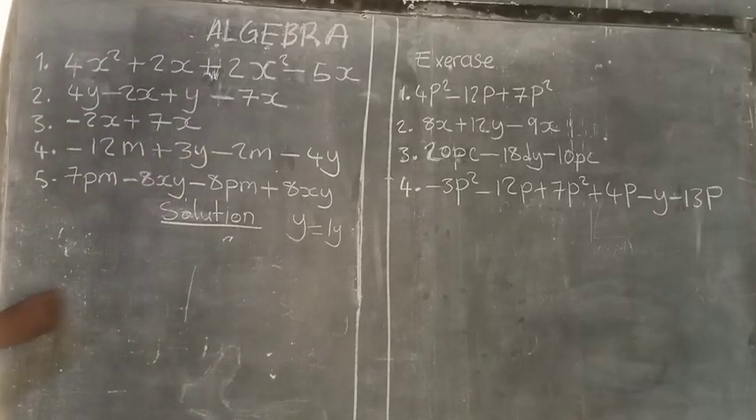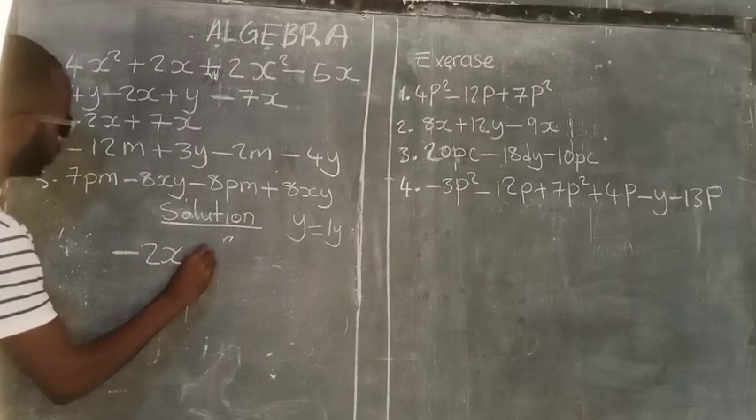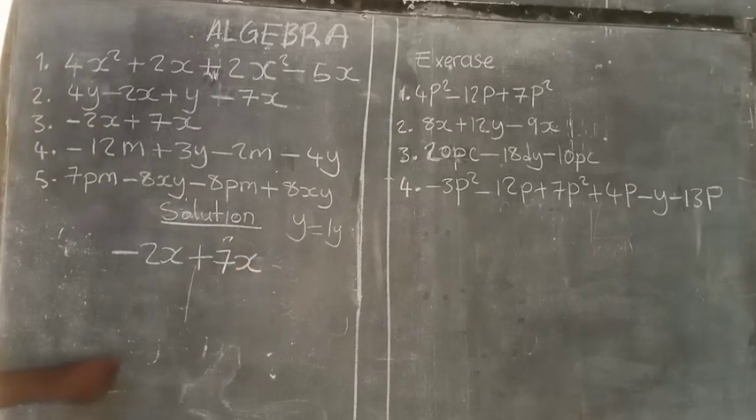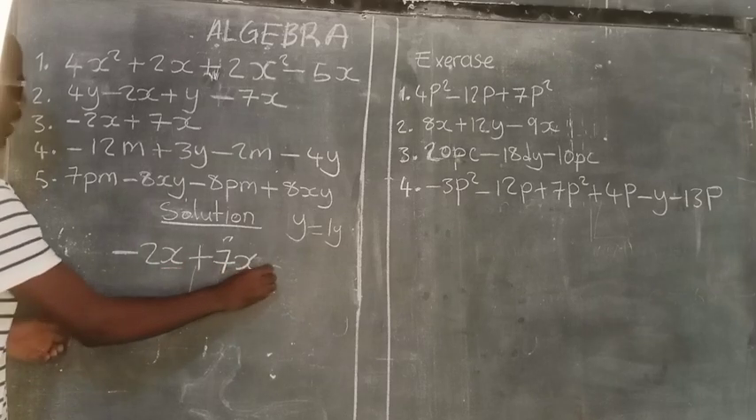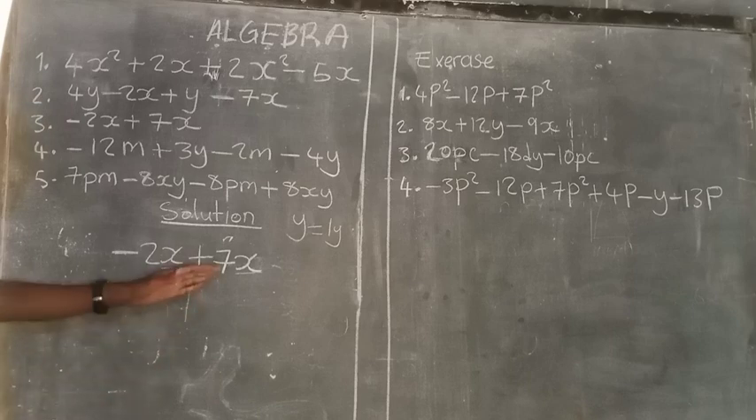Question number 3. First, we have to inspect if these are like terms. We have this x exactly the same as this x. They are like terms. They can be added and they can be subtracted. But respecting the operation, let us look at the rules of integers.